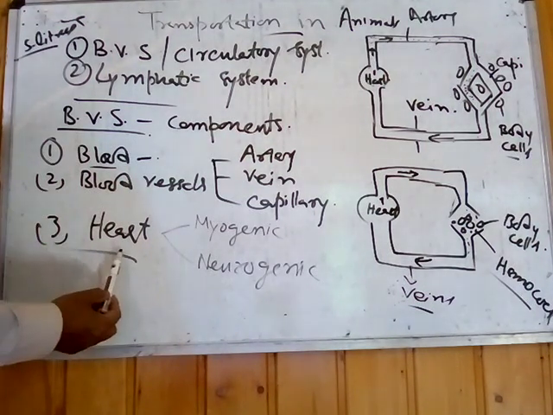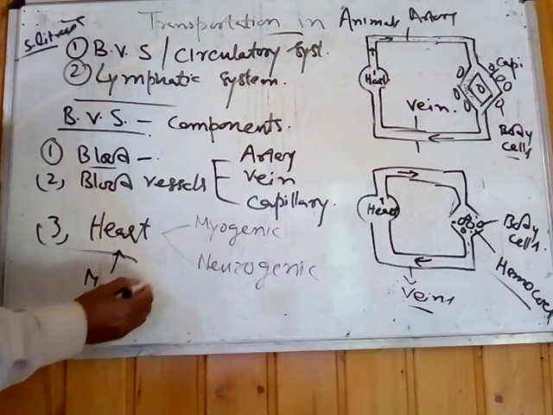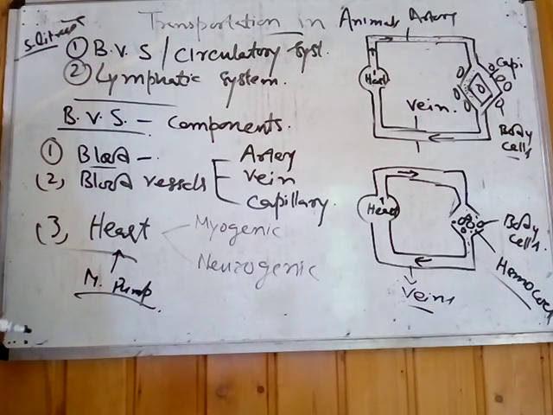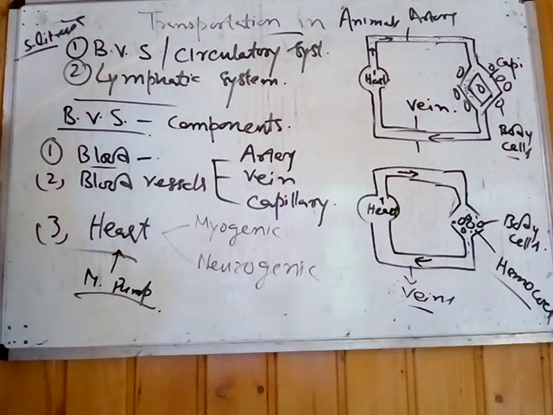So heart can be referred to as a muscular pump. Now this pump, since it is muscular, constantly contracts, and its cells require a nerve impulse for that contraction. If the source of the nerve impulse inside the heart is a muscle, then the heart will be called myogenic. And if the source of the impulse for the contraction of the heart is a nerve, then the heart will be called neurogenic.